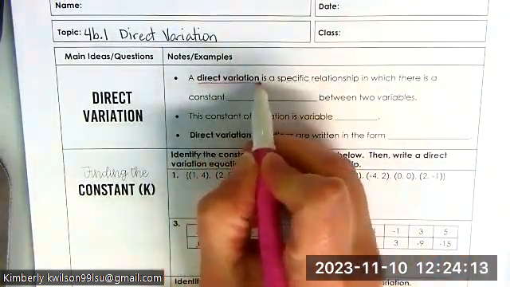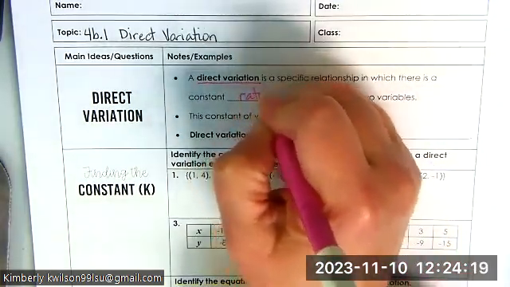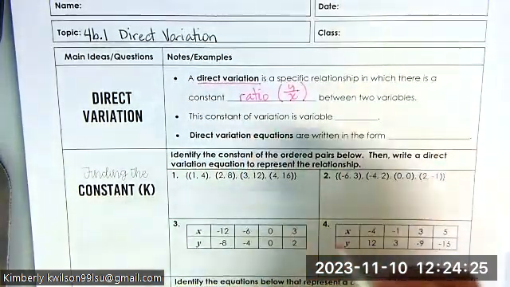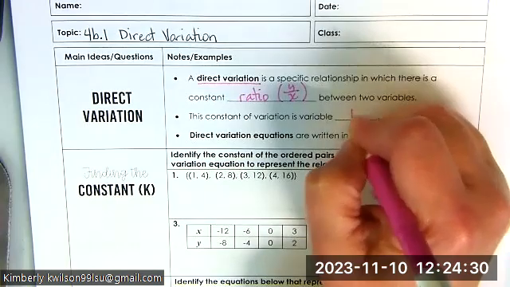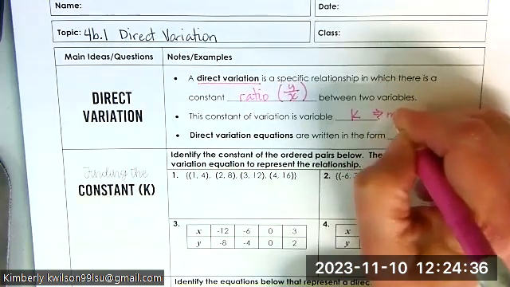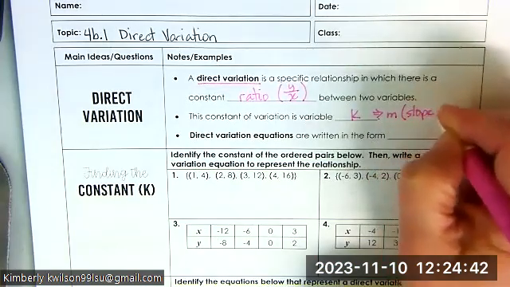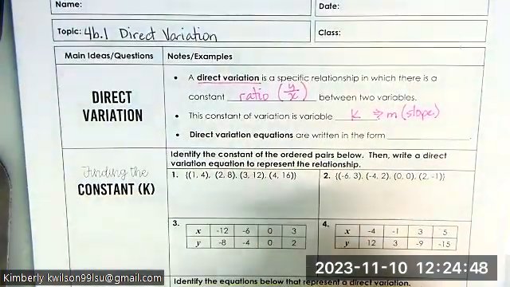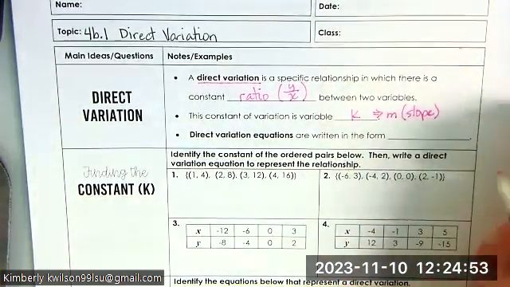Direct variation is a specific relationship in which there is a constant ratio of y over x between two variables. This constant of variation is a variable, the letter k. We can also think of it as representing the same thing as m in slope-intercept form. Remember that m is the slope. The k is specific to direct variation. It is the constant of variation. K, c. So constant is the k variable.